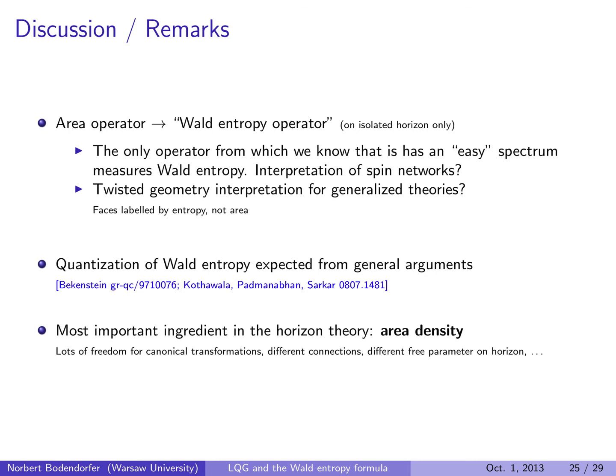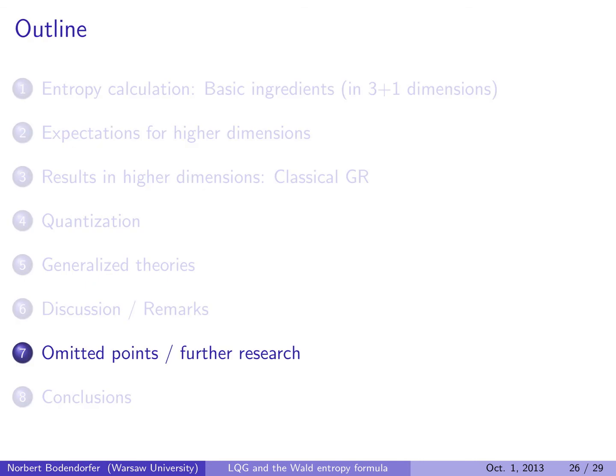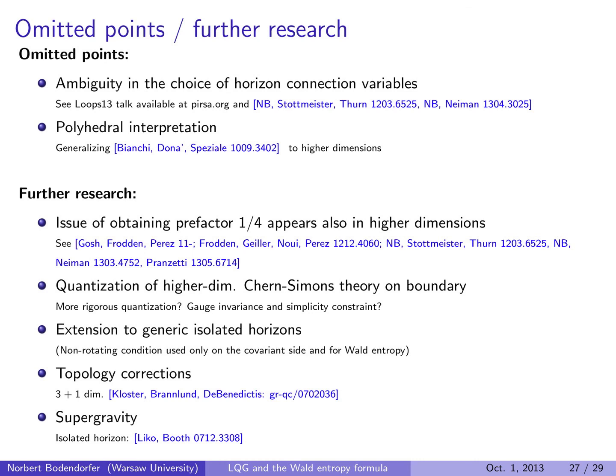Okay. So let's go on to the next point then, omitted points and further research. We are on slide number 27 now. What I didn't tell you about today is that there's an ambiguity in the choice of connection on the horizon, especially when you have scalar fields. More discussion on that is in the Loops 13 talk and also in the paper cited there. And also there's a polyhedral interpretation of these results.